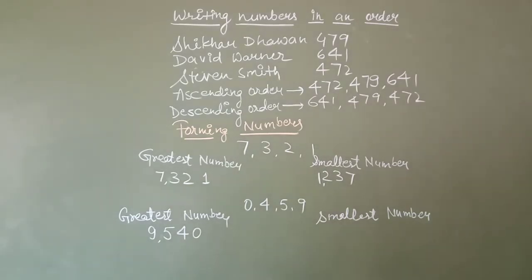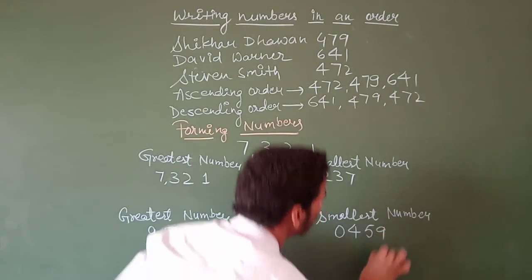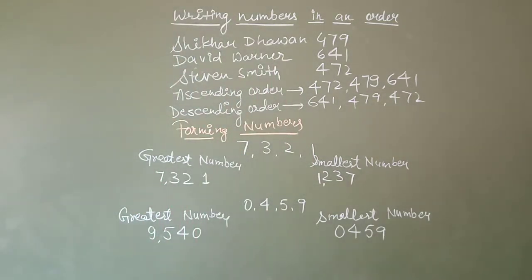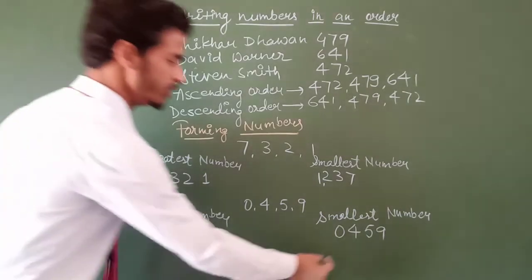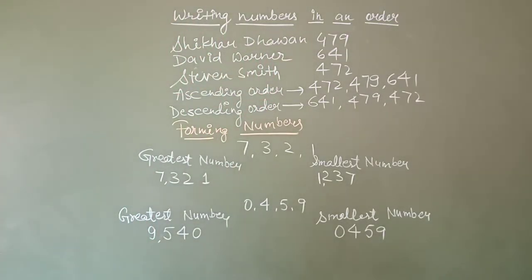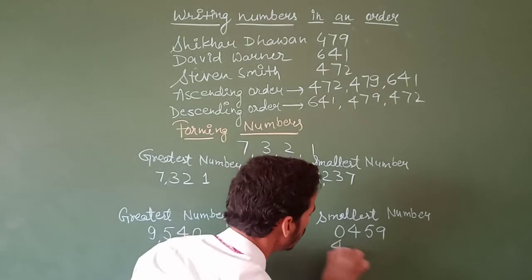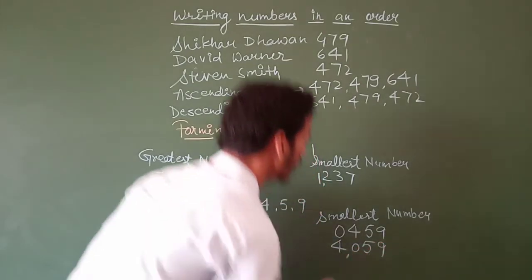order. So there will be 0, 4, 5, 9, but that is not the smallest number. Having 0 at the beginning of a number gives us a 3-digit number. So exchange the position of 0 and 4 to form the smallest 4-digit number. So there will be 4059, that is 4059.